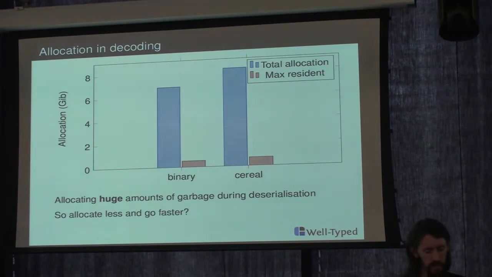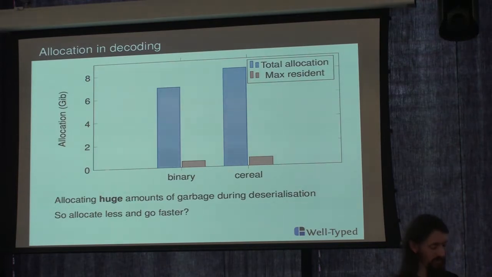Now this graph is comparing the total amount of data that gets allocated during the run of this benchmark versus the amount that ends up in memory at the end. So the maximum residency, that's when the whole half gig or whatever has been deserialized into memory, versus the amount that's being allocated but it's just churning through data that's then collected by the garbage collector. So you can see in both binary and serial there's a massive amount of stuff that's allocated that gets garbage collected, that's not part of the final structure.